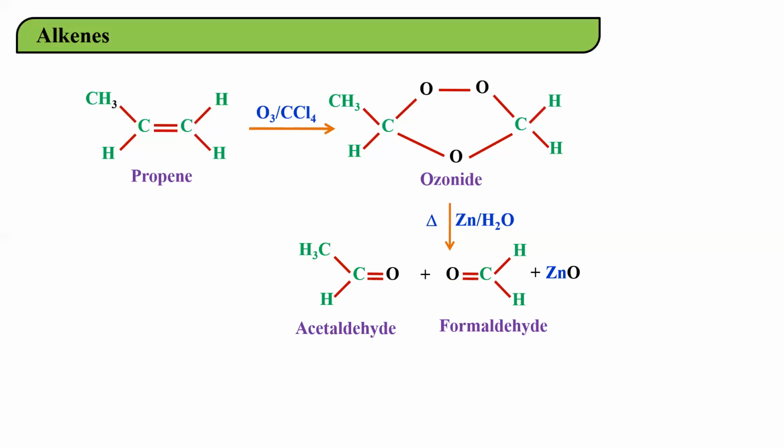Ozonolysis का what is the important utility of this reaction? Then an important utility of this reaction is that this reaction helps you to know the number of double bonds and even the position of the double bond. कैसे? Just look at the molecule of propene.